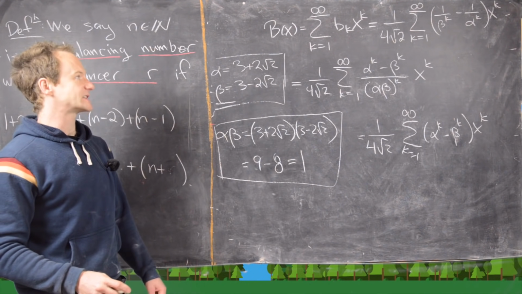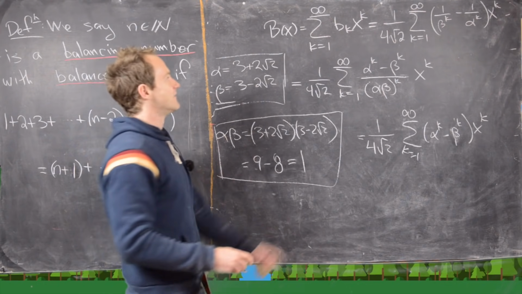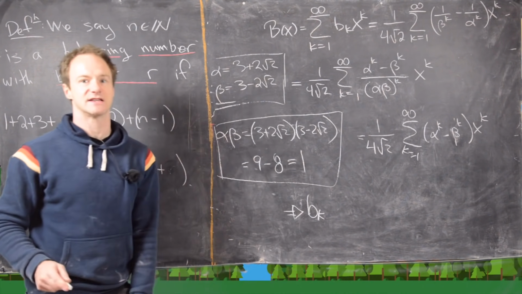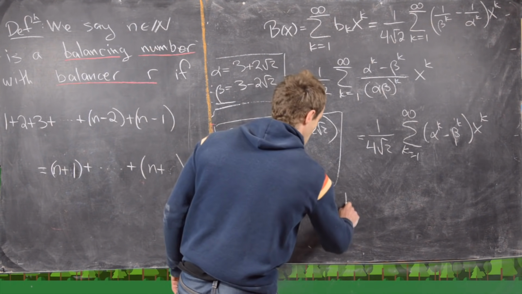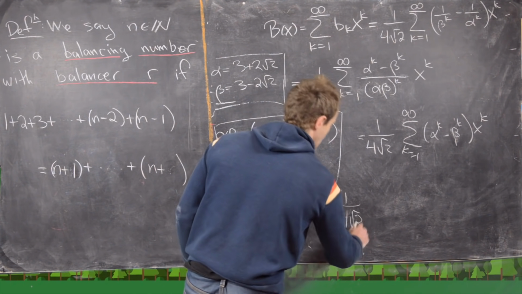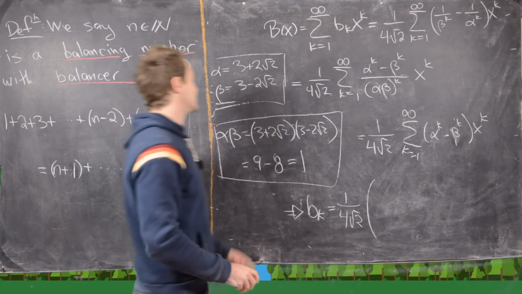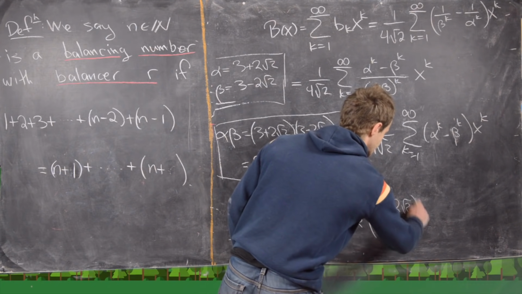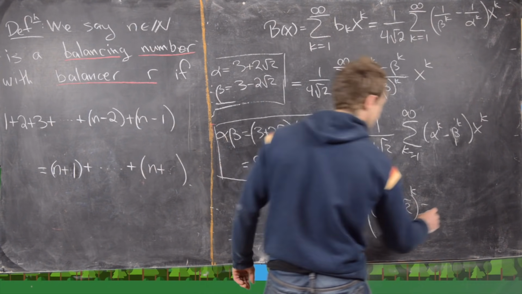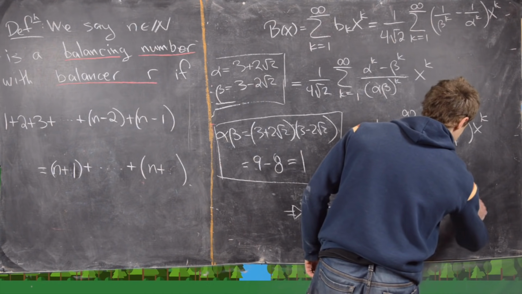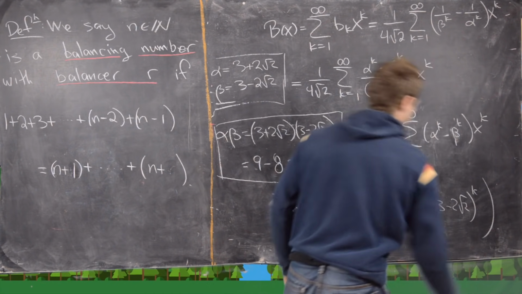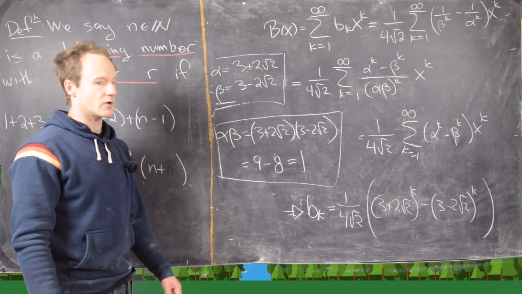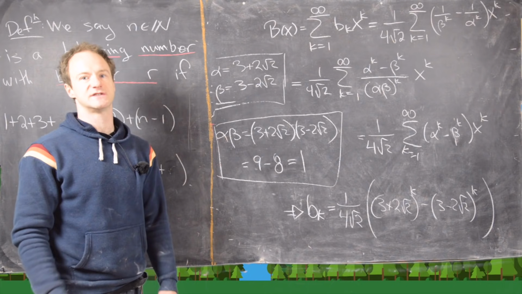But now extracting coefficients, what we have is that b_k, in other words, the kth balancing number, is given by 1 over 4 times the square root of 2 times alpha to the k, but I'll rewrite what alpha is. So this is 3 plus 2 root 2 to the k minus beta to the k, so that's 3 minus 2 root 2 to the k. So now we have a nice closed form for the kth balancing number. So I'm going to clean up the board and then we'll look at a summary of everything that we've seen.